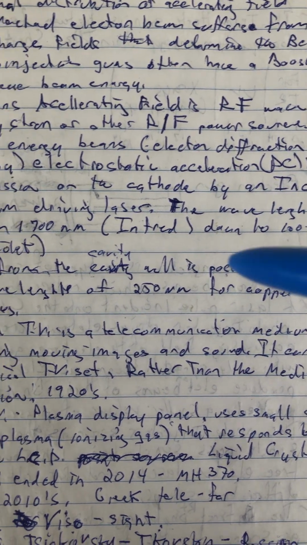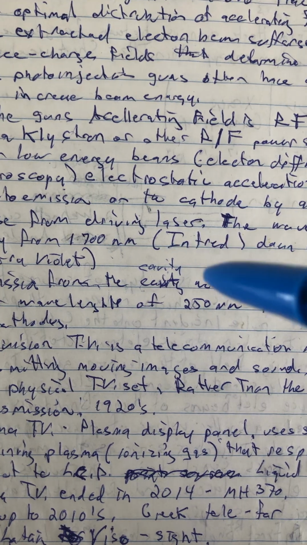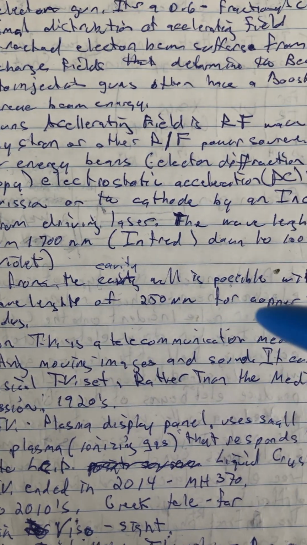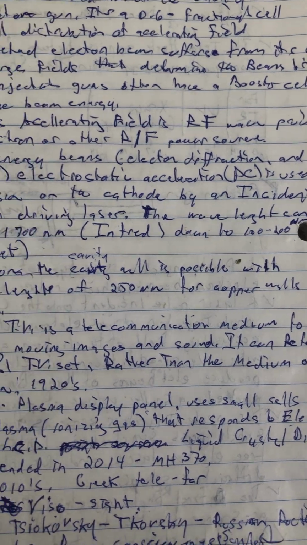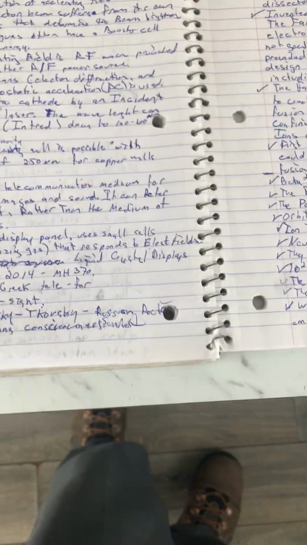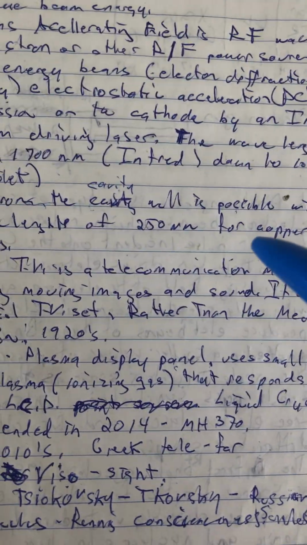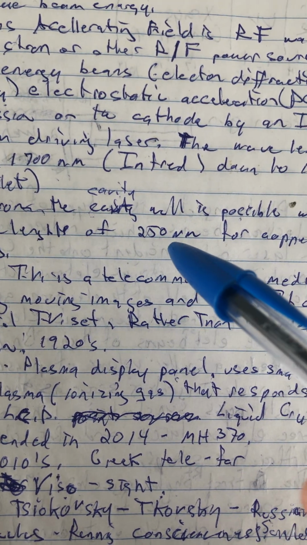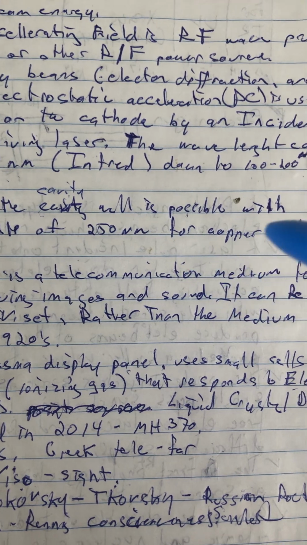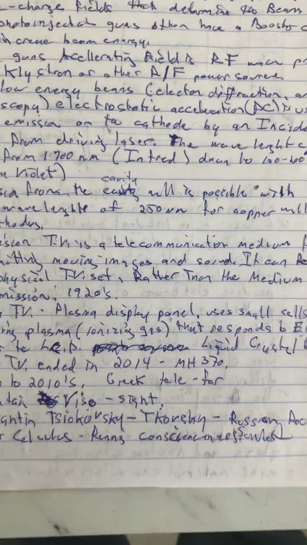The wavelength can vary from 1700 nanometers, which is infrared, down to 100 to 200 nanometers, which is ultraviolet. Emission from the cavity wall is possible with laser wavelengths of 250 nanometers for copper walls or cathodes.